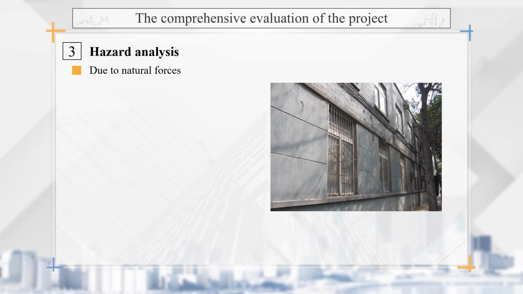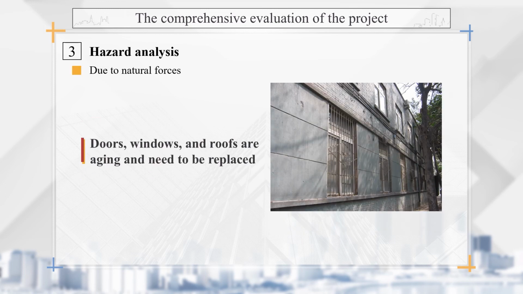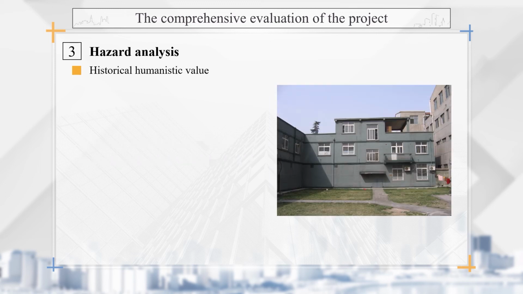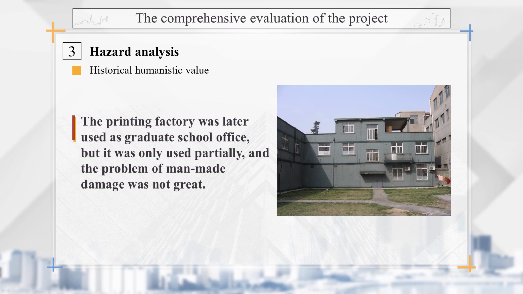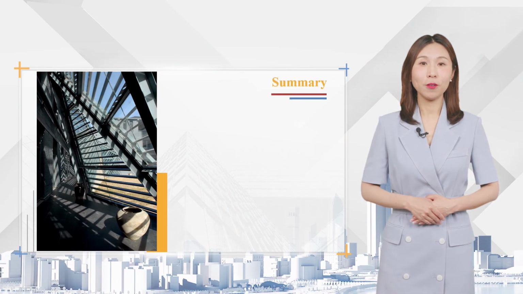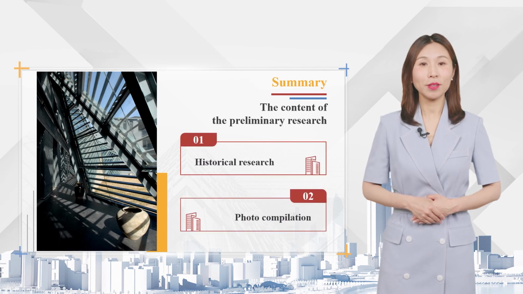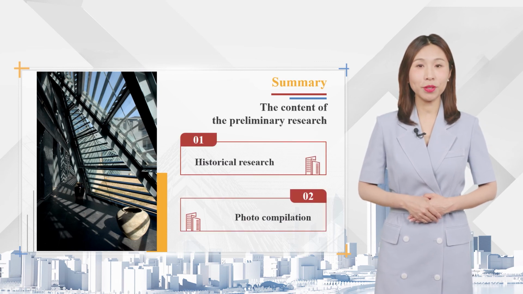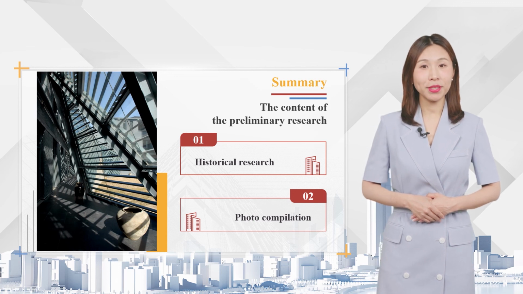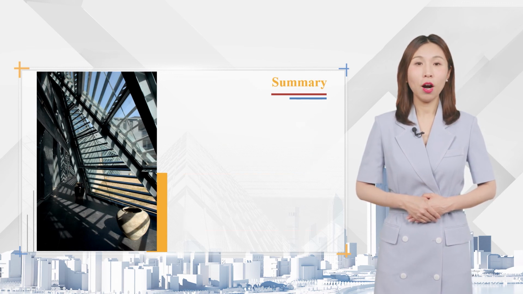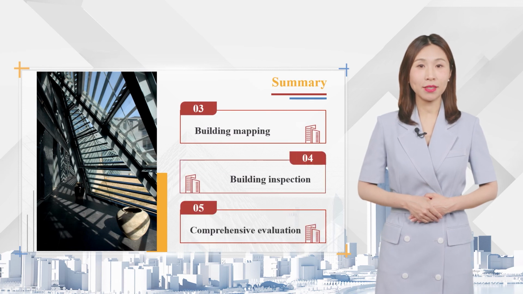Due to the natural forces, doors, windows, and roofs are aging and need to be replaced. Man-made damage: the printing factory was later used as a graduate school office, but it was only used partially, and the problem of man-made damage was not great. The above is the contents of preliminary investigation on the protection and design of historical buildings, mainly taking the printing factory in Xi'an University of Architecture and Technology as an example.